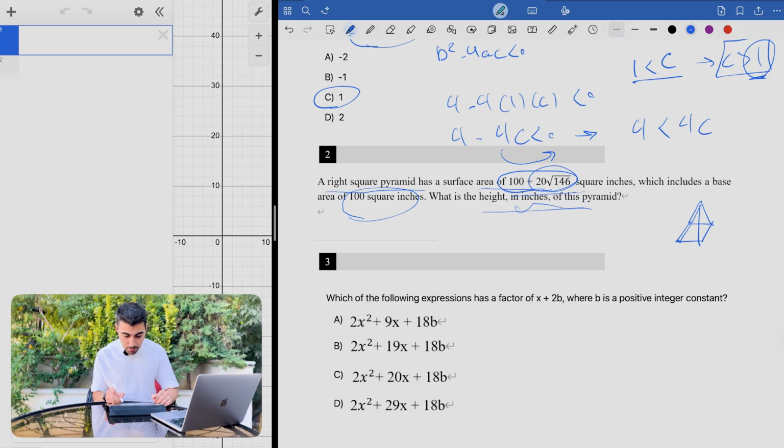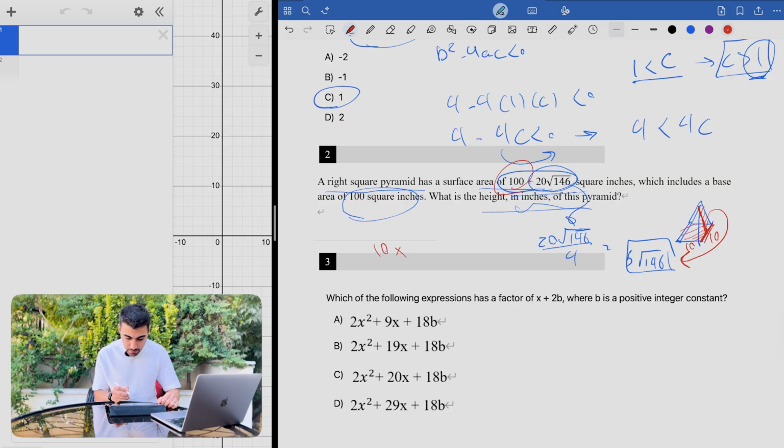Knowing that this is the area of the 4 lateral faces, let's divide it by 4 to get the area of one of the lateral faces. So 20 square root 146 divided by 4 is going to give us 5 square root of 146. This is the area of one of these lateral faces, right? So how do we find the area of one of the lateral faces? We're going to do base times height divided by 2. We don't know what the base is, but we know that the area of the base is 100. So if that's 100, each side is 10, because 10 times 10 gives us 100. So the base here is 10.